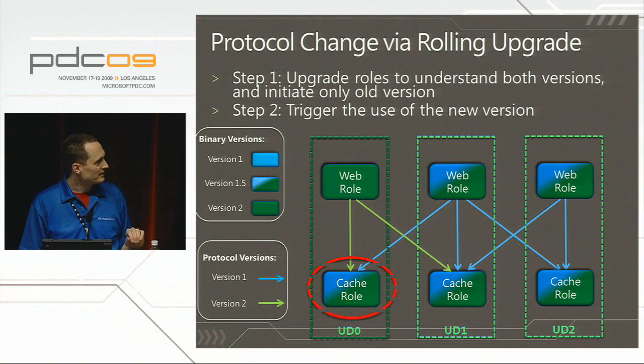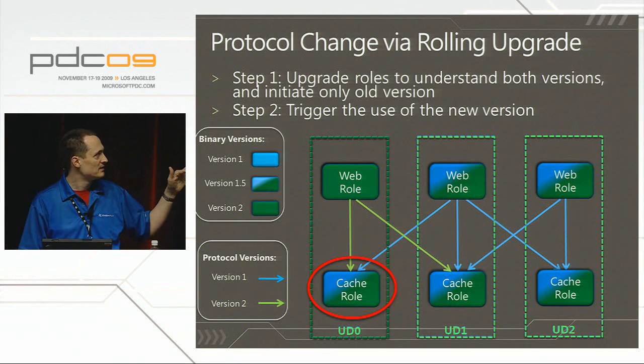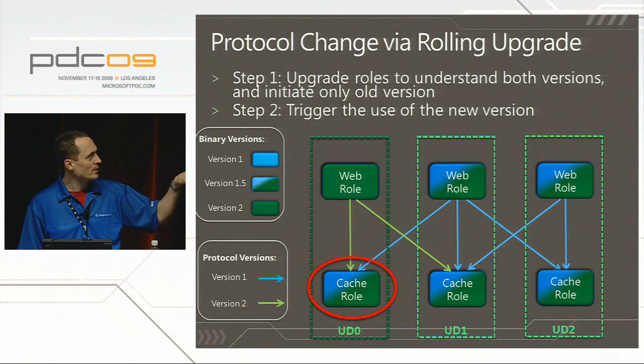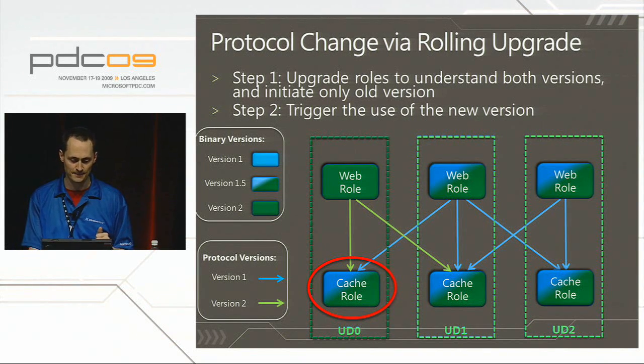But notice that this cache role can still speak both versions. And it needs to, because there are still older web roles in 1.5 speaking v1. So it takes requests from the web roles in UD0 in version 2 protocol and returns them. It takes requests in UD1 from the web role speaking the version 1 protocol and successfully returns that.